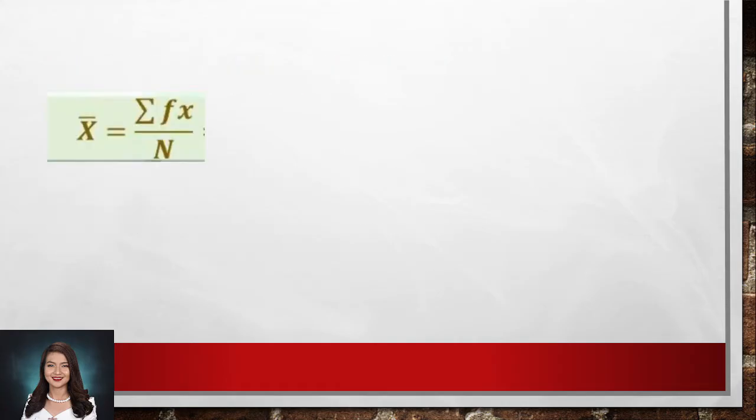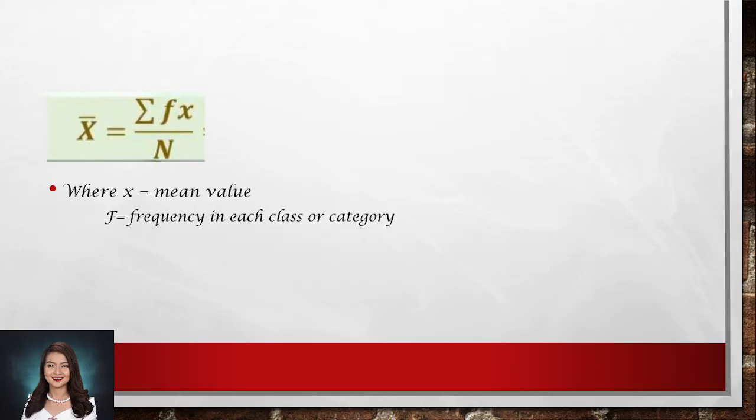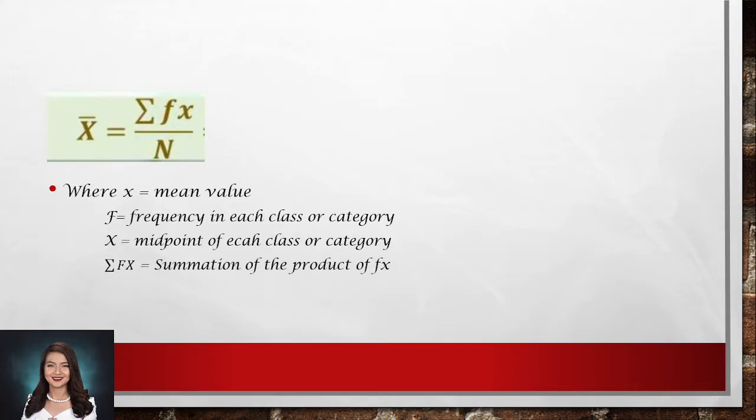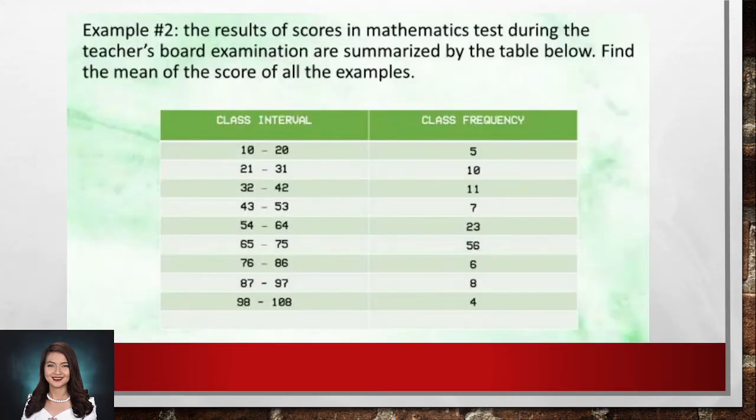So let's take a look at this formula. Mean is equal to summation of f multiplied by x divided by N, where X-bar is our mean value, the f is our frequency in each class or category, our x is the midpoint of each class or category, and summation of fx is the summation of the product of frequency and the midpoint of each class or category. Our N would be our number of cases. So let's take a look at this example.